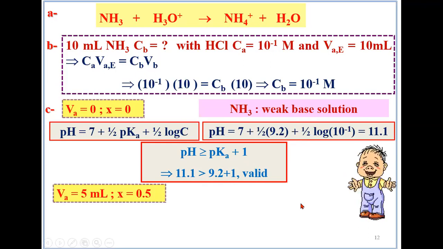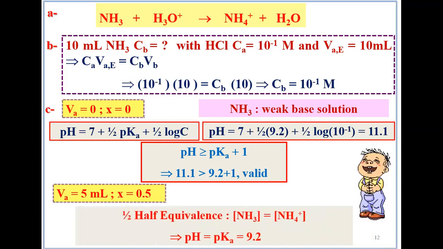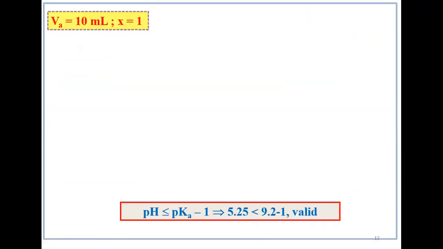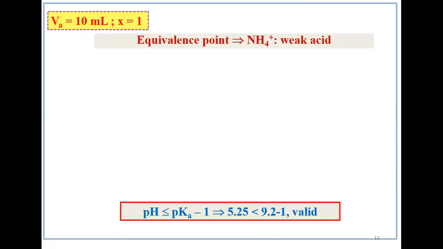Okay, so what if the volume now is 5 milliliters? If I added 5 milliliters of acid, you should recognize that that's half of my V at equivalence, because V at equivalence was 10. So that means that's when the concentration of ammonia equals the ammonium, and that means that the pH equals pKa. And you don't really need to do a calculation other than that.